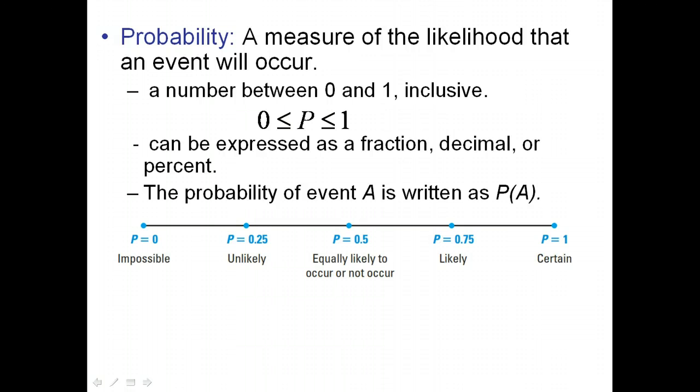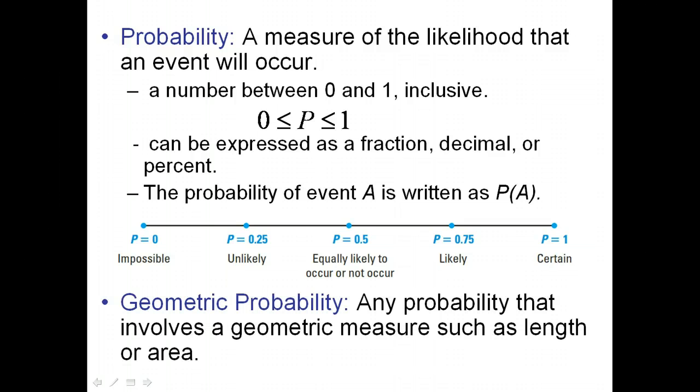Probability, as I said, always lies between 0 and 1. If it is 0, that means the thing is impossible. If it is 1, it means it is absolutely certain. A probability of 0.5 or 50% means it is equally likely to occur as not occur. Less than 50% is unlikely, and more than 50% is more likely than not.